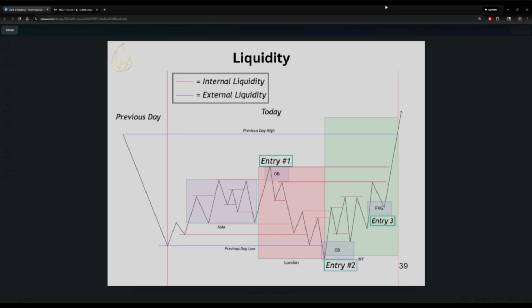And how often are external to external? I would assume much less often, right? Well, external to external is usually the framework for reversals.